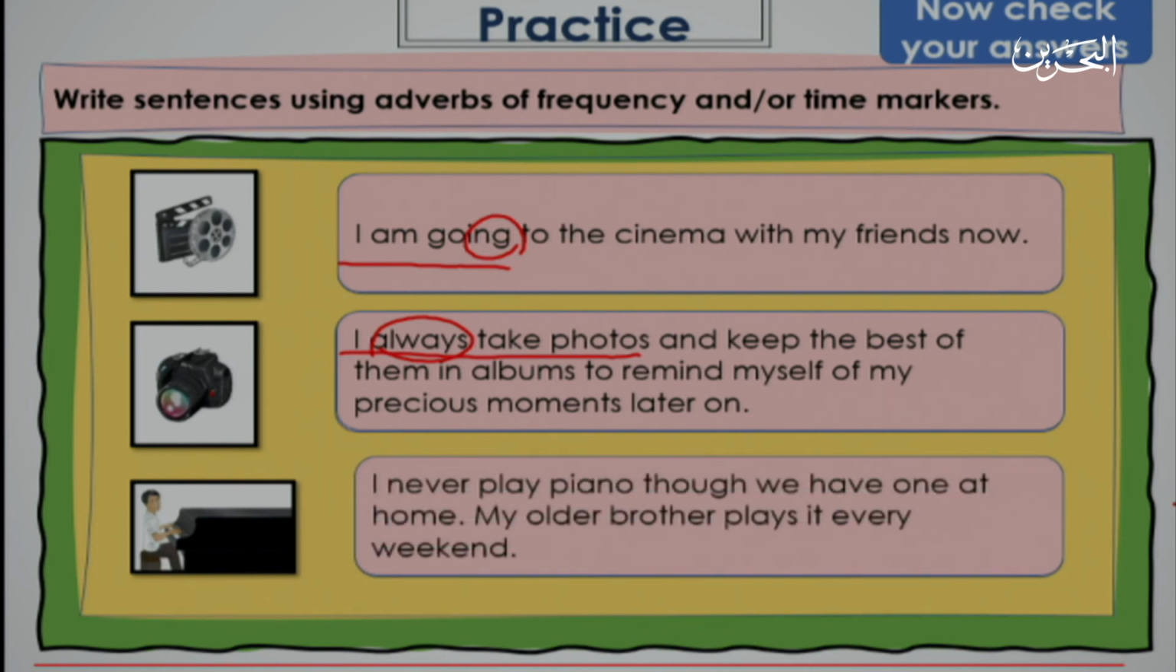That's right. Let's go to the last picture, the third one. Here is a suggested answer. I never play piano, though we have one at home. My older brother plays it every weekend. Here I have used the present simple tense because I have got the adverb of frequency, never. And I didn't add anything to the verb play. See, no s, no ing, nothing. It's the base form of the verb.